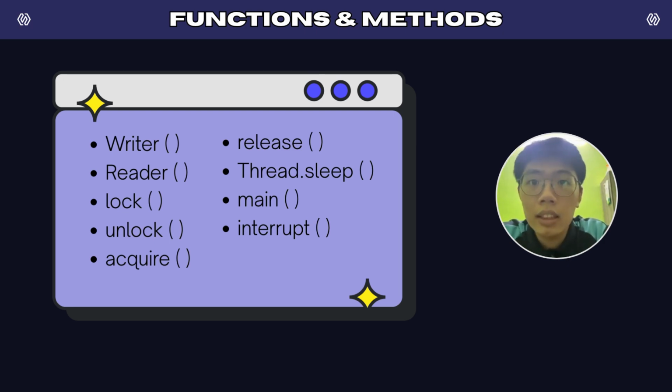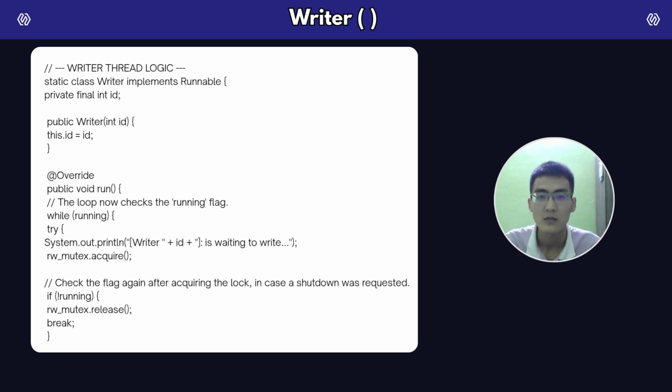Moving forward, these are the functions and methods utilized and implemented in our code. They are writer, reader, lock, unlock, acquire, release, thread.sleep, main, and last but not least, interrupt. For our project, we implemented two core thread classes, the writer and the reader. The goal of the writer class is to gain exclusive access to the shared file, simple.txt. Before a writer can write, it must acquire a single semaphore lock which we name rwmutex. This lock ensures that while the writer is active, no other writer or reader can access the file.